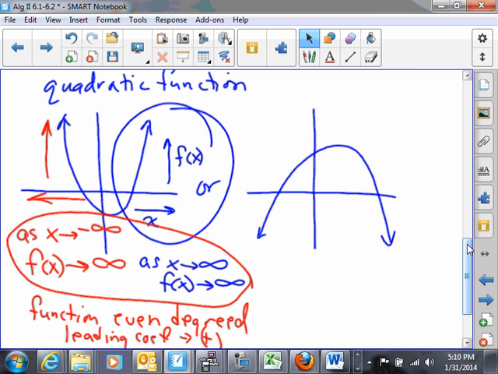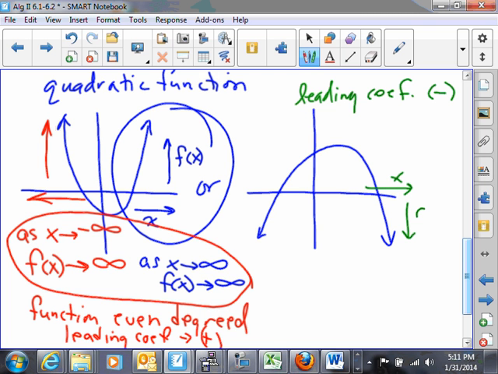Now, if our parabola opens down, what do we know about the leading coefficient? We know the leading coefficient is negative. Because, in other words, ax squared plus bx plus c, a is negative if the parabola opens down. Now notice again, as x increases, f of x decreases. So we would say, to the right, the end behavior is, as x increases without bounds, f of x decreases without bounds.